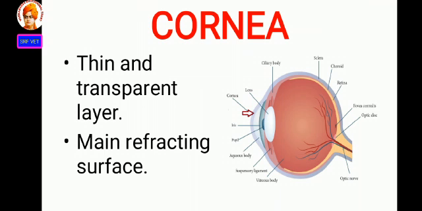Next we will see the important parts of the human eye. Cornea. This is the thin and transparent layer on the front surface of the eyeball. It is the main refracting surface. When light enters through the cornea, it refracts or bends the light onto the lens.